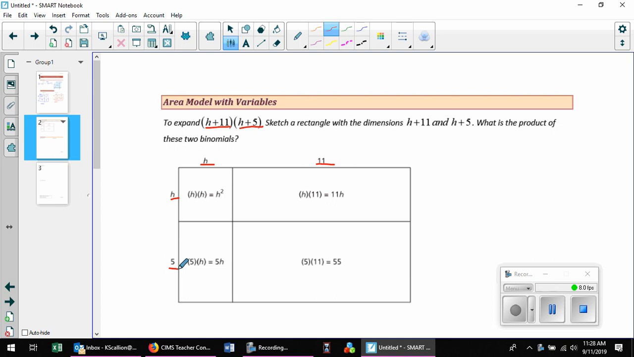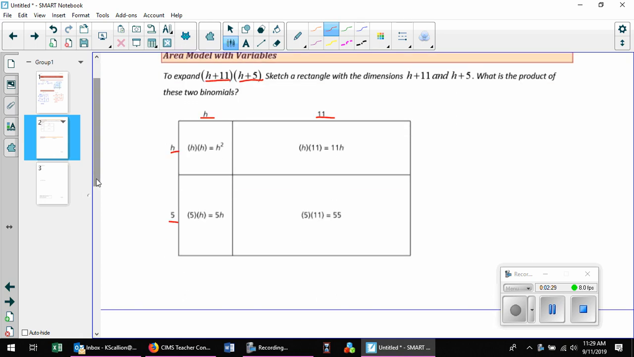So h times h gives me h squared. You guys know this, right? Because we have the exponents. We did this the other day. And then we've got h times 11. So I have 11h. And then we have 5 times h, which gives me 5h. And then we have 5 times 11, which gives me 55.